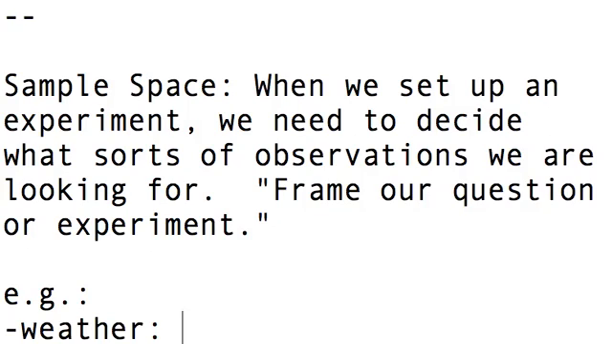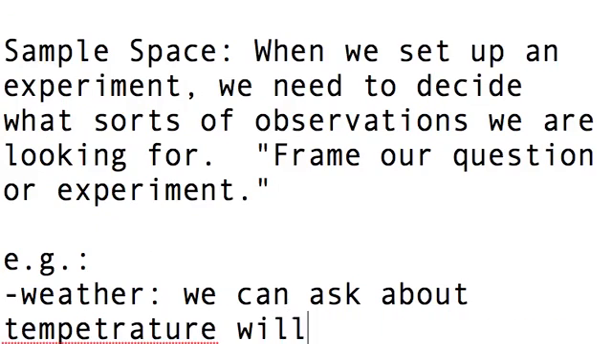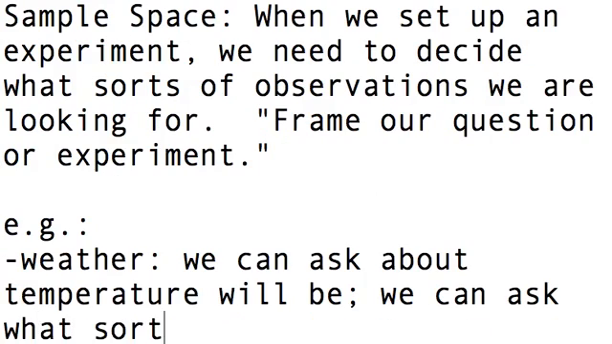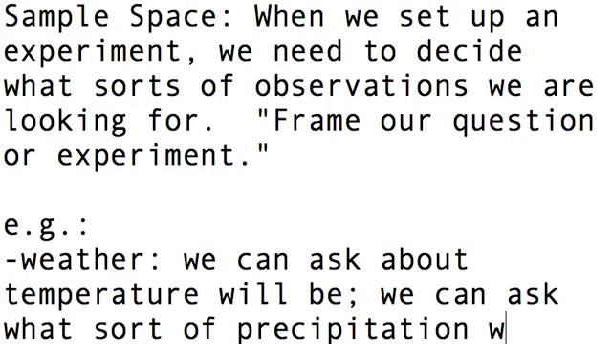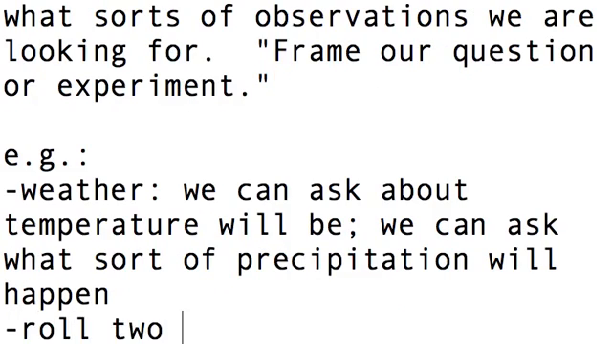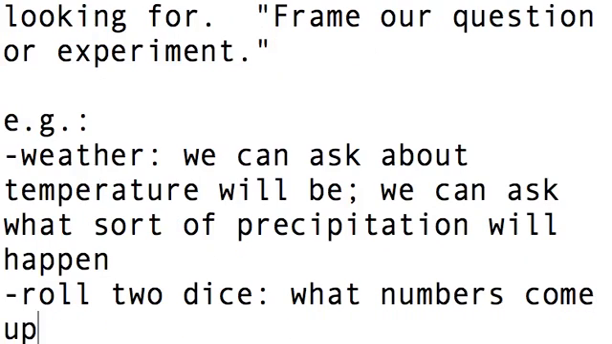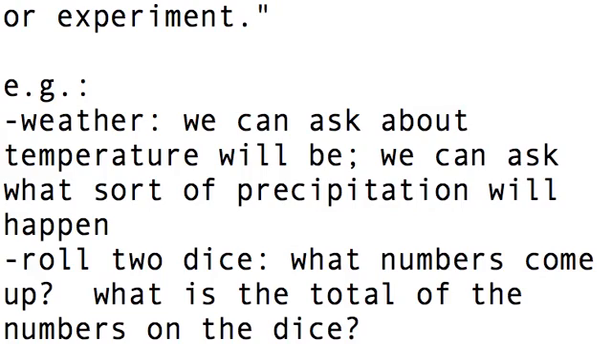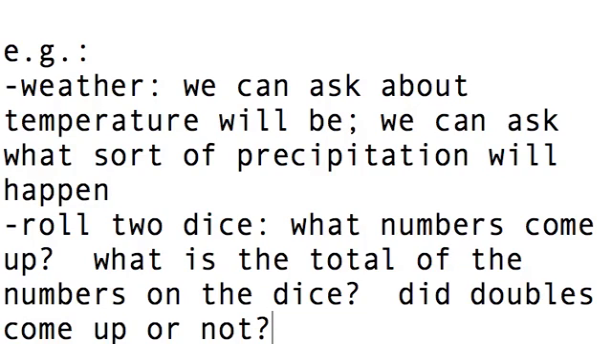So for the weather, we can ask what the temperature is going to be. We can ask what sort of precipitation will happen tomorrow. Those are specific sorts of observations we might look for: temperature or precipitation, maybe both. When we roll two dice, we could ask what numbers come up. Or maybe we only care about the total of the numbers on the dice. Sometimes that's all we care about. In a board game, you really just care about how far you move most of the time. Or did doubles come up or not? Did the two dice have the same number come up or not? Those are different things we could look for.